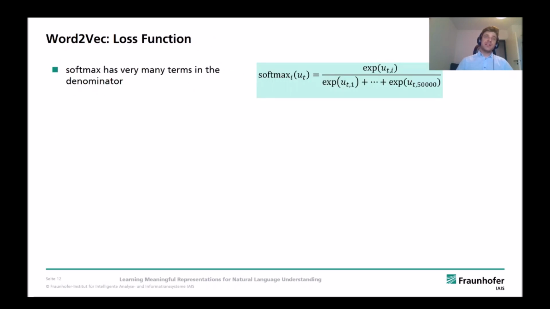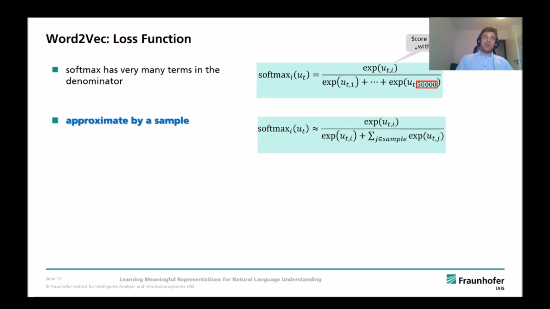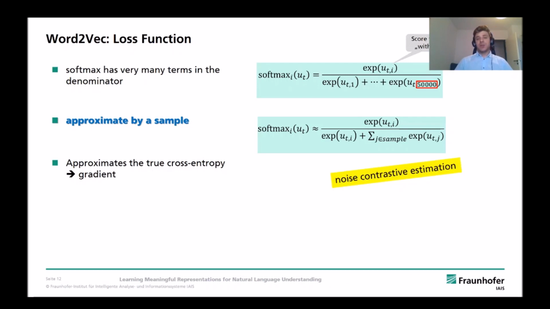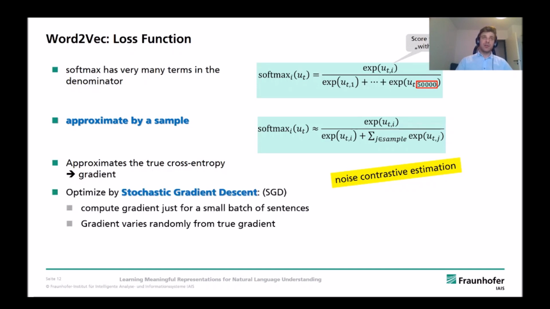Now the softmax has a very, very large denominator here because all of the words in our vocabulary are in this denominator. That means that at each step that we calculate these softmax probabilities, we need to go through the whole vocabulary. There are some tricks to cope with this, namely to approximate this score by sampling. If we just pick a few negative samples, then we can approximate the true cross-entropy and the true gradient. This is called noise contrastive estimation, or also negative sampling.